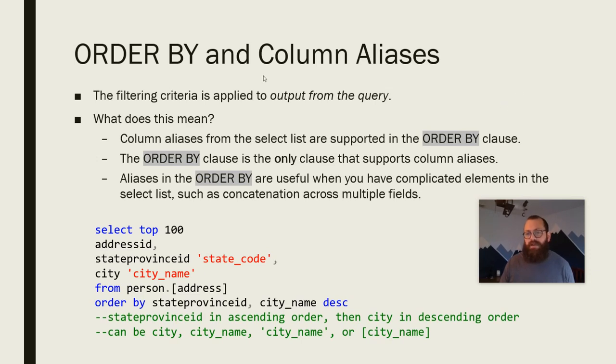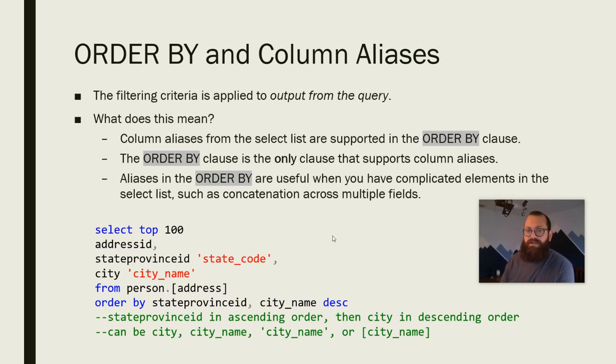And then just to talk through one other thing, and then we're going to dive into SQL pretty quickly, because order by is the shortest and probably the easiest to understand clause. With column aliases, because the filtering criteria is applied to output from the query, it's not executed on the table source or the original underlying data in your from clause. This means a few things.